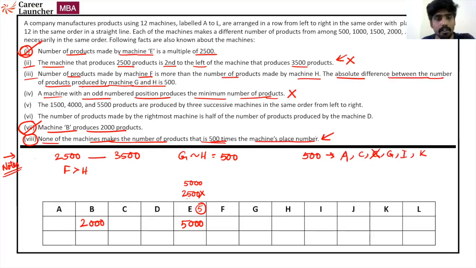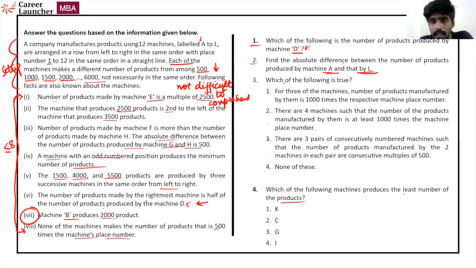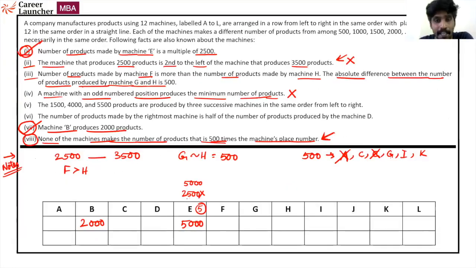A is out of question because of point 8. Because A into 500, 1 into 500 would mean 500, which is not possible. So it is either C, G, I, or K that produces the 500 times the machine's number. And if you look at the options for question 4, which asked us what machine produces the least number of products, the 4 options are C, G, I, and K. That is the beauty of DILR.